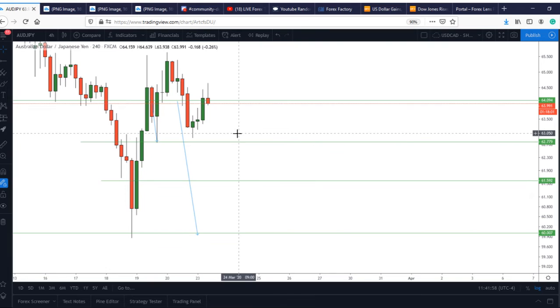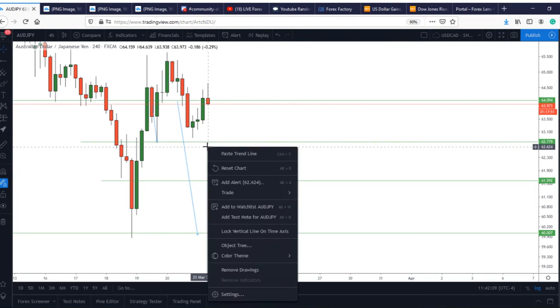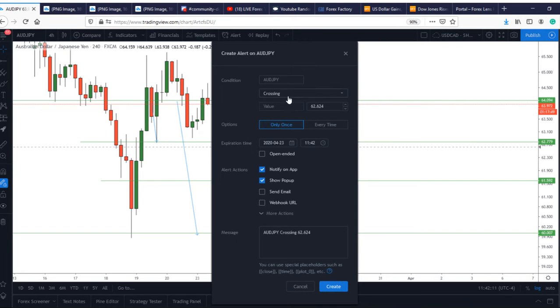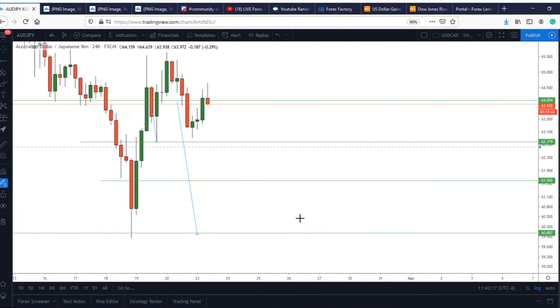Now, me personally, Aussie Yen, I'm not going to touch it until it breaks this level. It's shown once, twice that it's failed to go lower. Despite all the fundamental pressure, it does not want to go lower. So until it does that, I'm not going to touch it with a pole. I'm just going to put this alert down. Crossing down 62.624 on the 4-hour time frame would be ideal. So that's my idea.